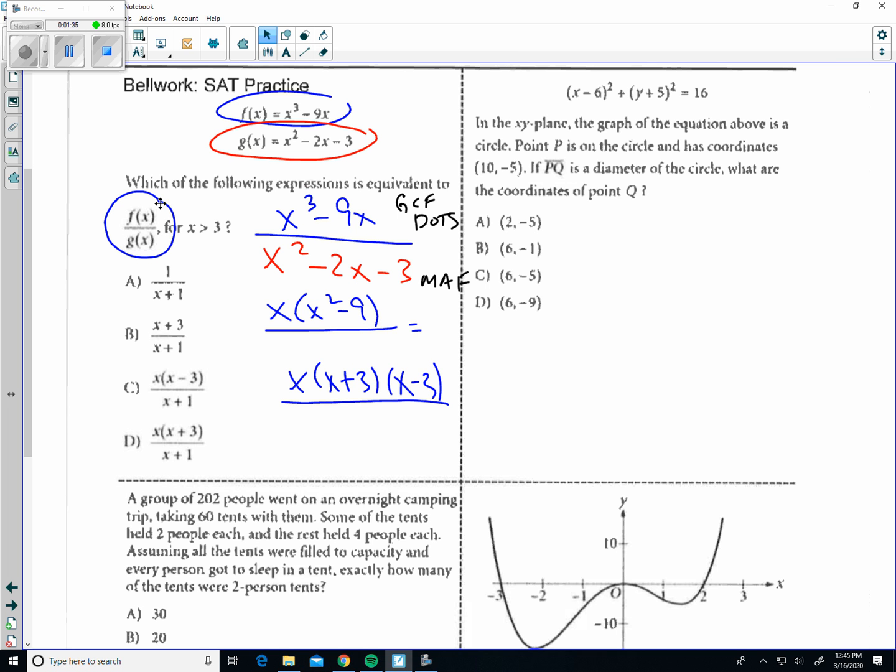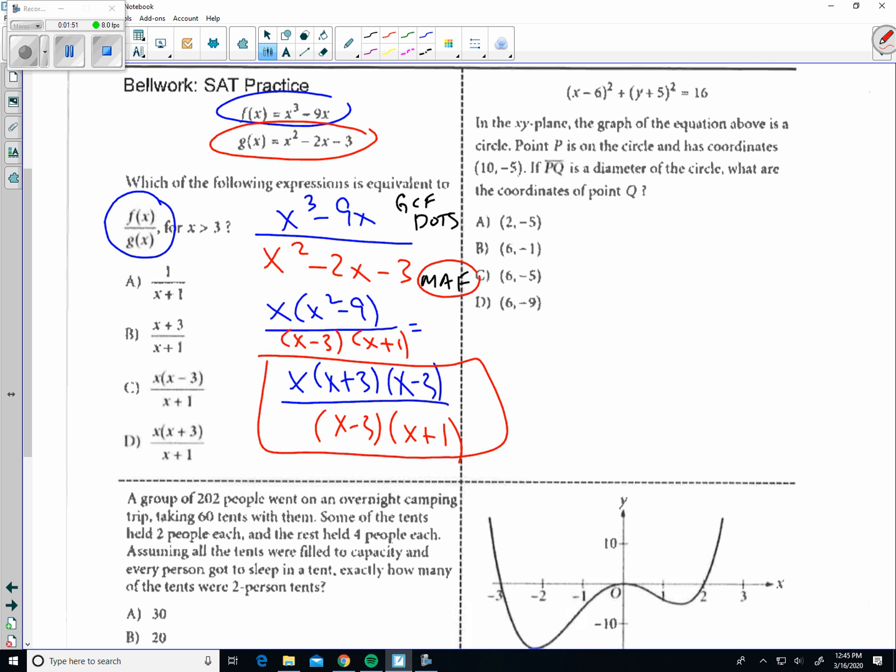And then in my denominator, that's a mapping problem. Multiplies to be -3, adds to be -2. It's got to be x minus 3 times x plus 1. Hopefully you remember, anything that is exactly the same on top and bottom can cancel out. The x minus 3s would cancel out. We would have x times x plus 3 on top with x plus 1 on the bottom. And that should be answer D.